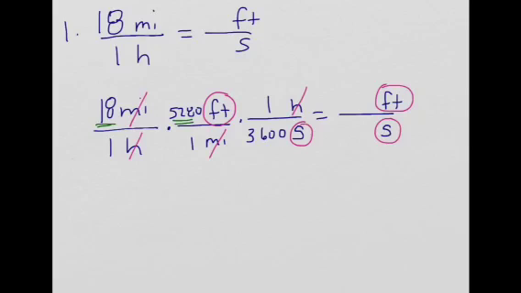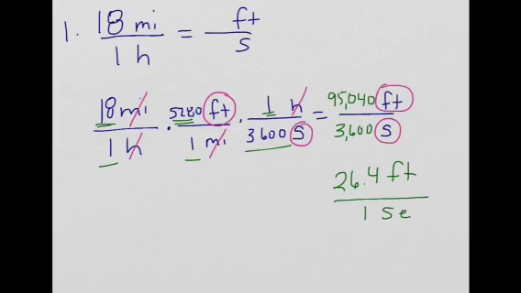So if I multiply 18 times 5,280 times 1, I'm going to get 95,040. And if I multiply 1 times 1 times 3,600, I'm going to get 3,600. Now I'm going to take my calculator and divide 95,040 by 3,600. When I do that division problem, I'm going to get 26.4 feet in 1 second.